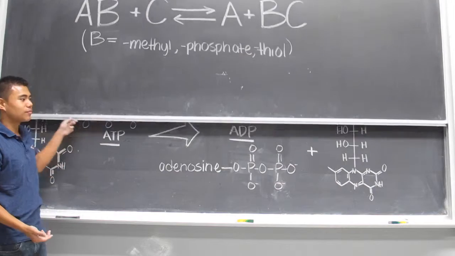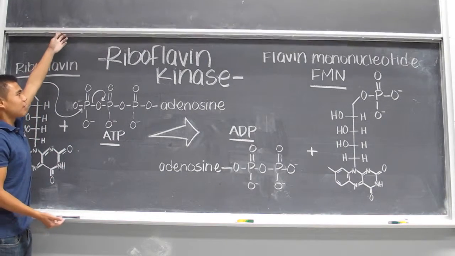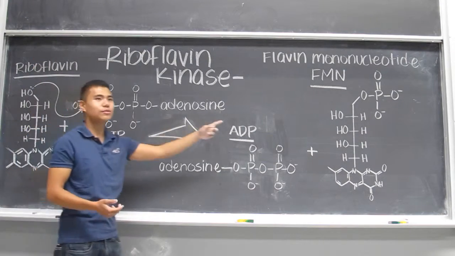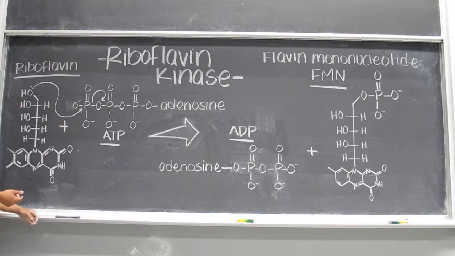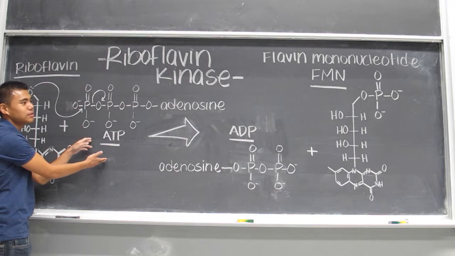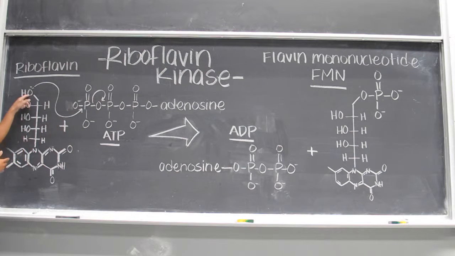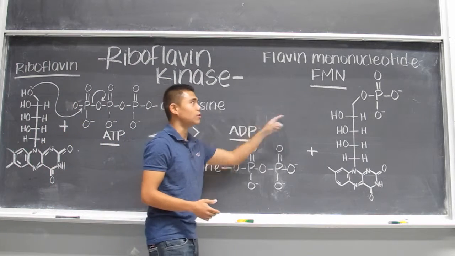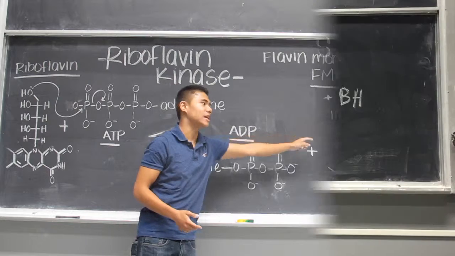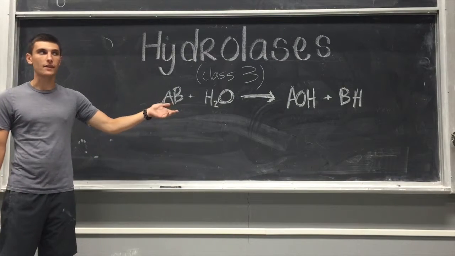In this example, we can see that the conversion of riboflavin to flavin mononucleotide is catalyzed by the enzyme riboflavin kinase, where the phosphate group in ATP gets moved over to the hydroxyl group of the riboflavin. This results in two molecules: ATP with the phosphate group removed, and the phosphate attached to FMN, or flavin mononucleotide.